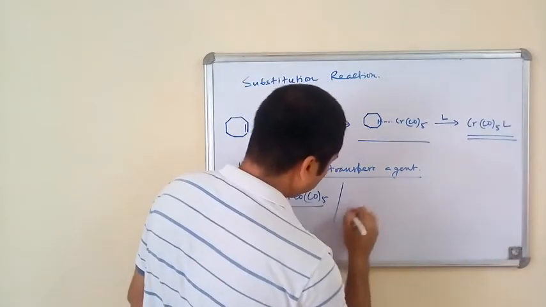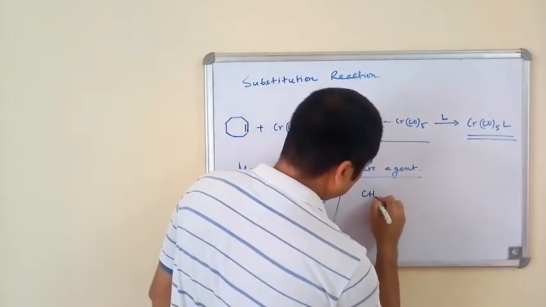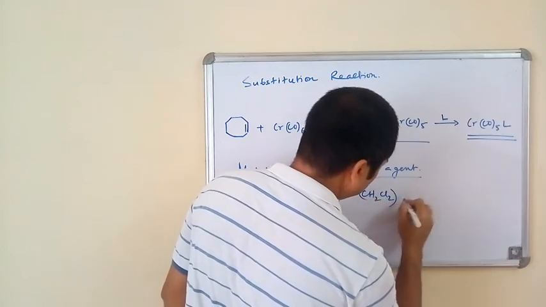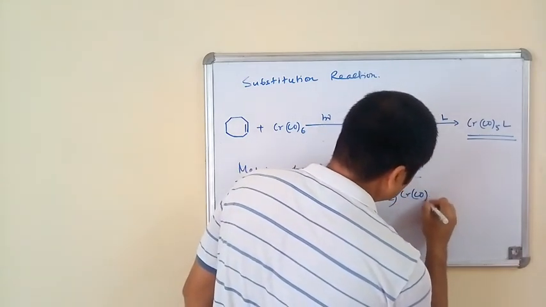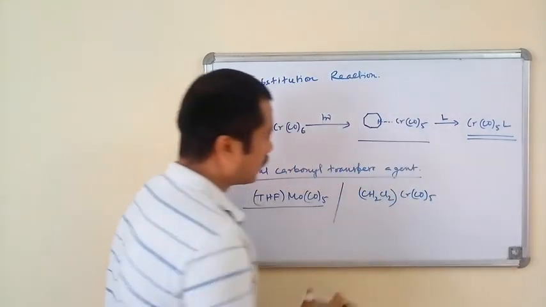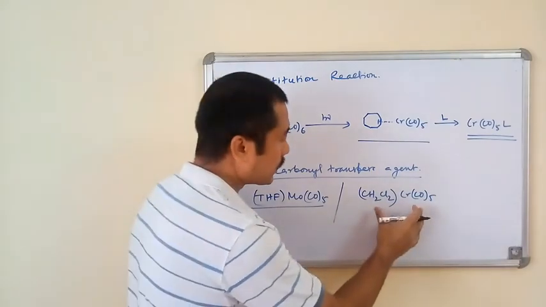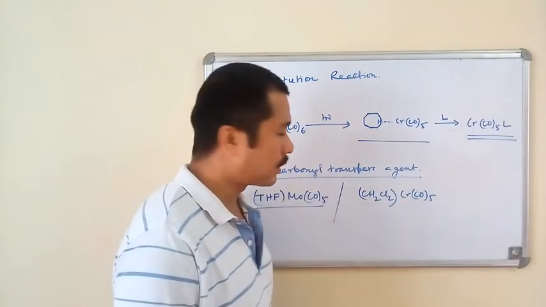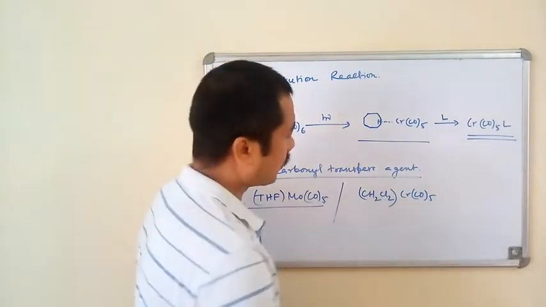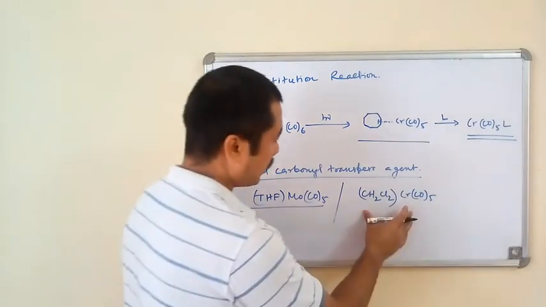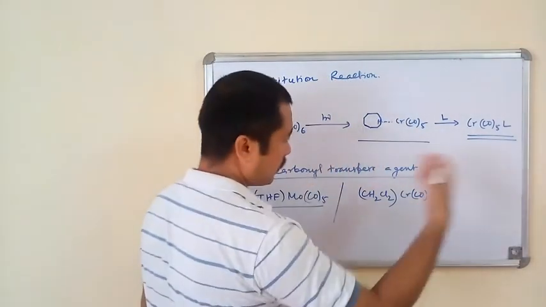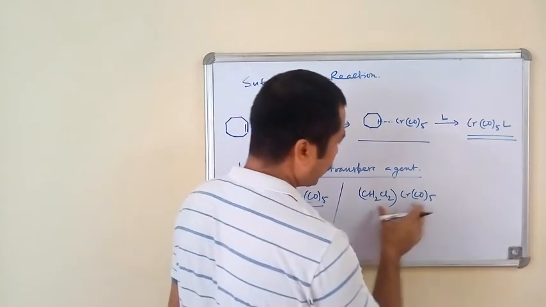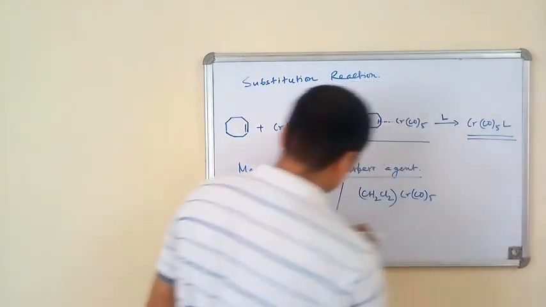So similarly, we also have CH2Cl2 CrCO5. So you can start with CrCO6, do reflux of the same with dichloromethane, and then you produce this labile intermediate, which on further reaction with other ligands can produce our desired product.